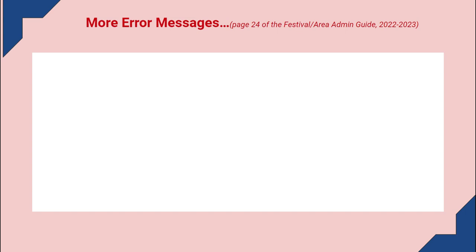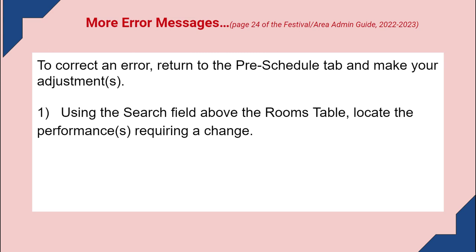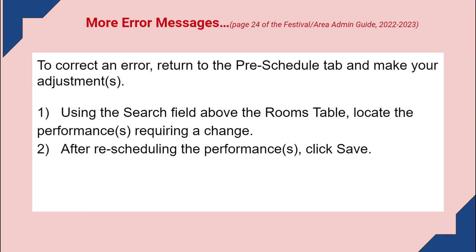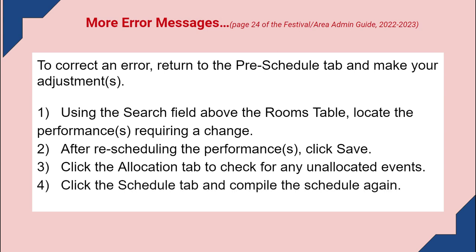To correct an error, go to the Pre-Schedule tab first to locate the error and make your adjustments. Using the search field above the rooms table, locate the performance requiring a change. After rescheduling the performance, click Save. Click the Allocation tab to check for any unallocated events and check the Schedule tab and recompile the schedule again. Just because you save something in the pre-schedule or allocation pages does not mean that you're finished. You must go back to the schedule page and compile.